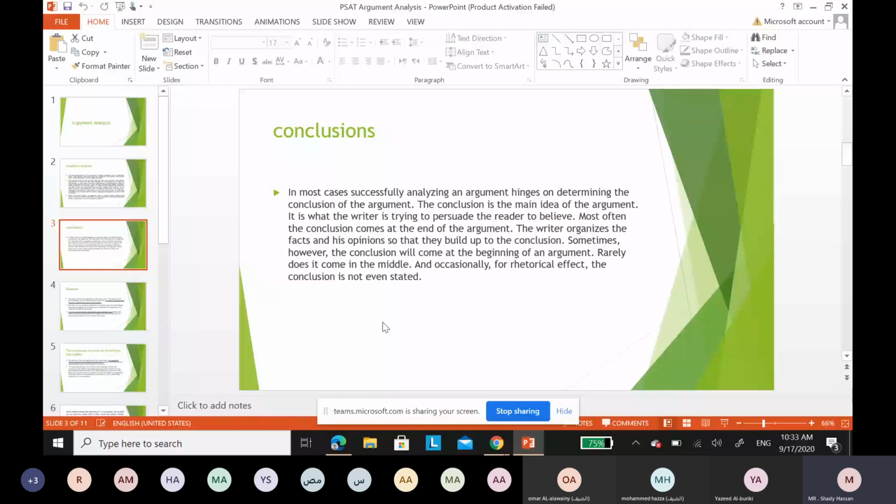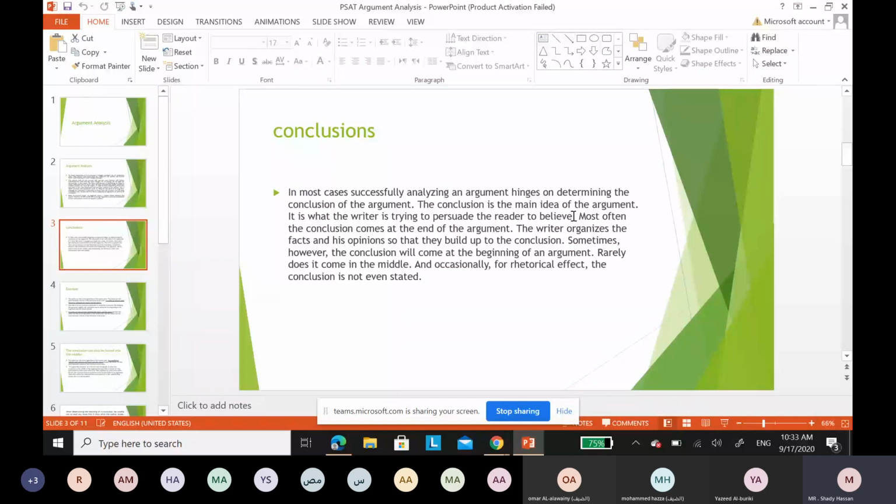Conclusions. In most cases, successfully analyzing an argument hinges on determining the conclusion of the argument. The conclusion is the main idea of the argument. Have you noticed this? Again, the conclusion is the main idea of the argument. It's what the writer is trying to persuade the reader to believe. This is the conclusion.